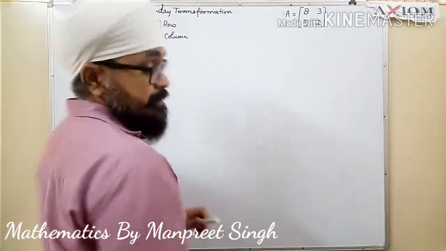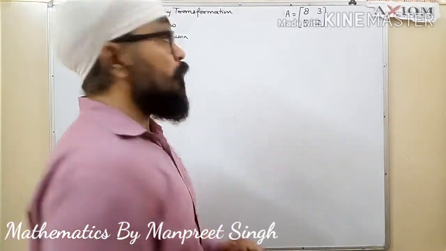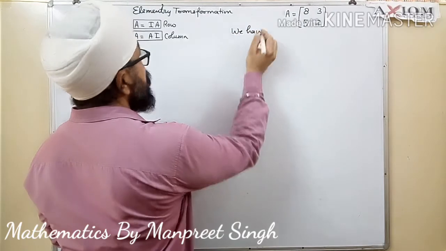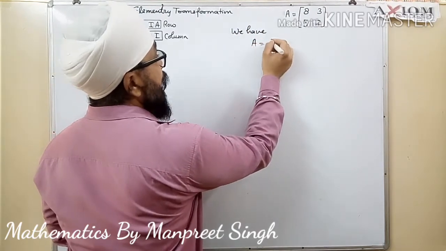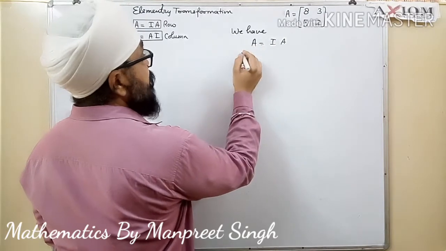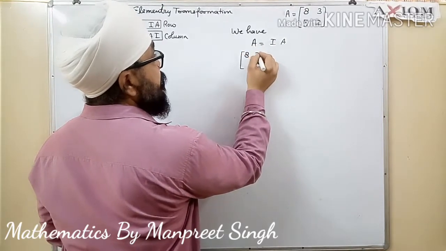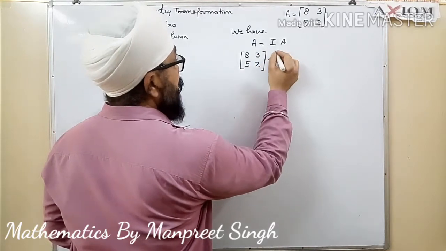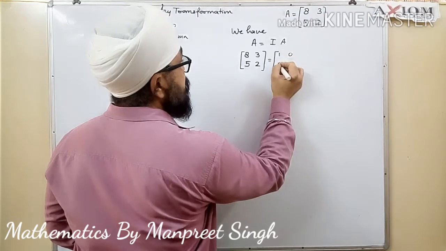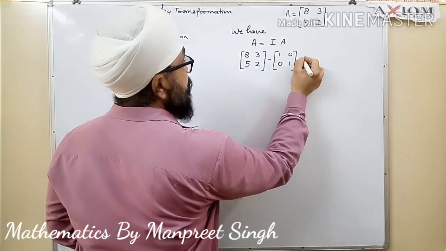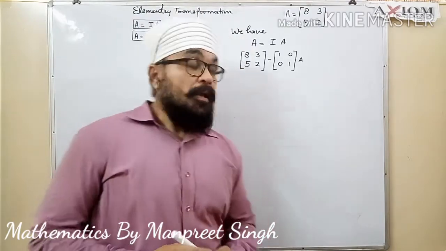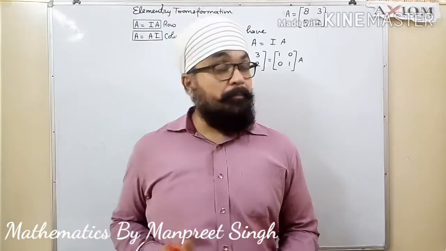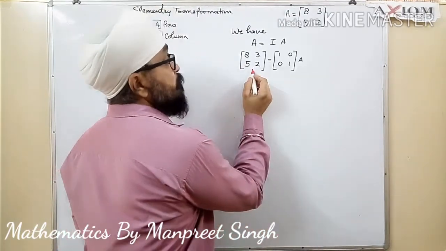So for this first example I am taking elementary row transformation. We have A is equal to I into A. Let us write this A matrix as 8, 5, 3, 2. This identity matrix we know is 1, 0, 0, 1. This A is as it is. Clear? Now there are a few tricks that I want you to keep in mind. We are going to transform this matrix.